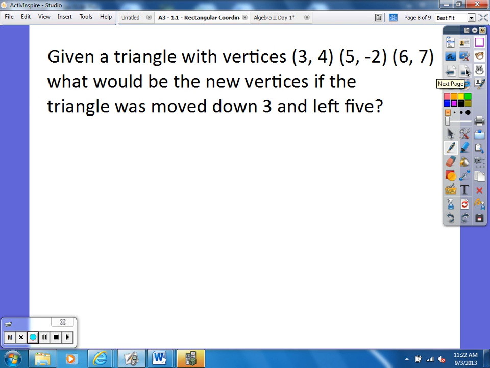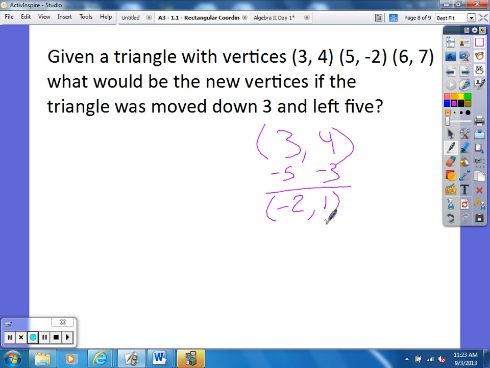Oh, I forgot to do this one. You want to just discuss it real quick? Okay. If I take these 3 points on a triangle and I move them down 3 and left 5, what would I need to do with the point? Which point moves it down 3? Good. That means my X moves it left 5. Left would be positive or negative? So my new point would be -2, 1.